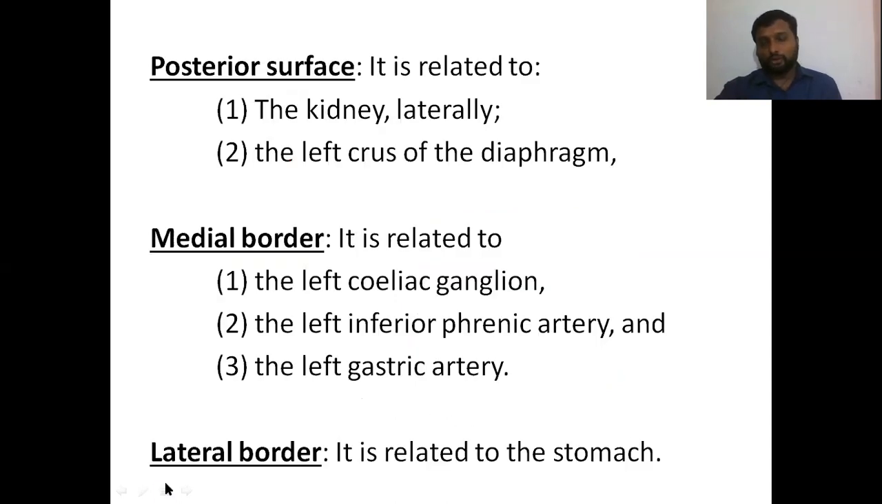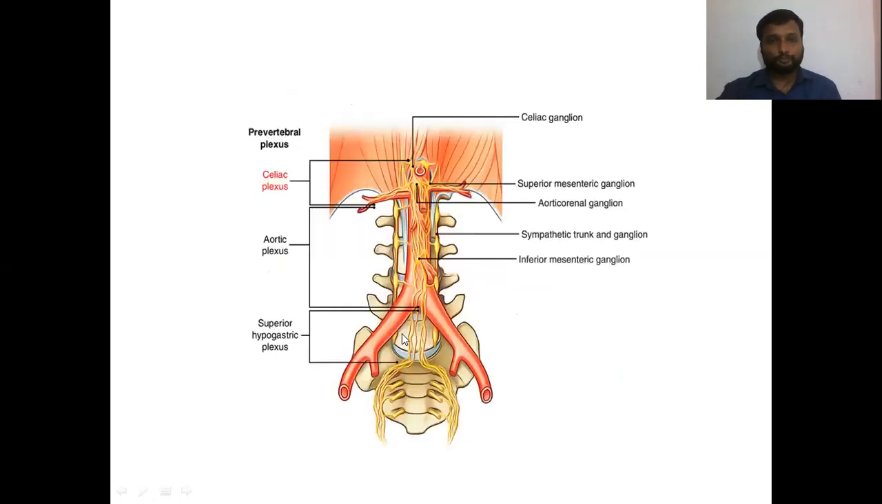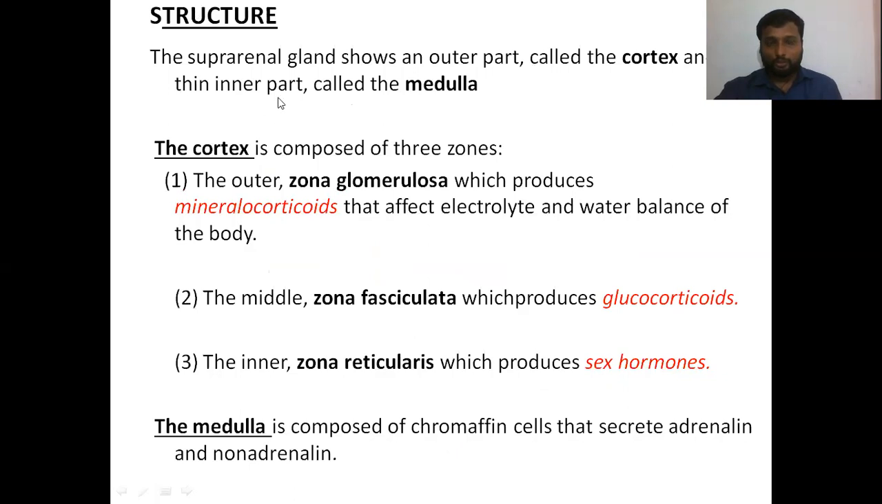See, lateral border, which is related to the stomach. Now, the interior or the structure of the suprarenal gland. When we take the cross section of the suprarenal gland, we can see outer cortex and inner medulla. So it is having outer part, known as the cortex, and inner part, the medulla. This cortex is divided into three zones: zona glomerulosa, zona fasciculata, zona reticularis.